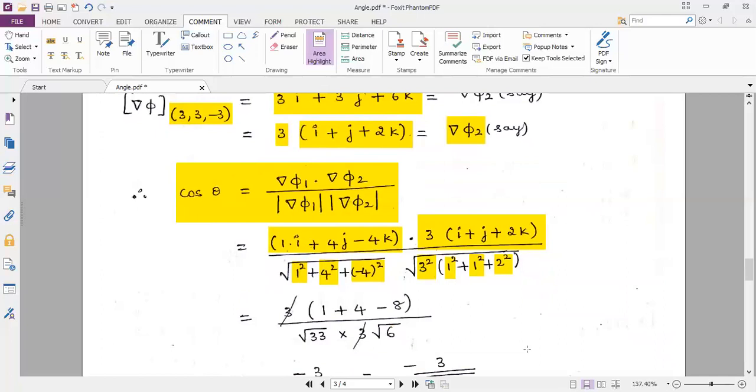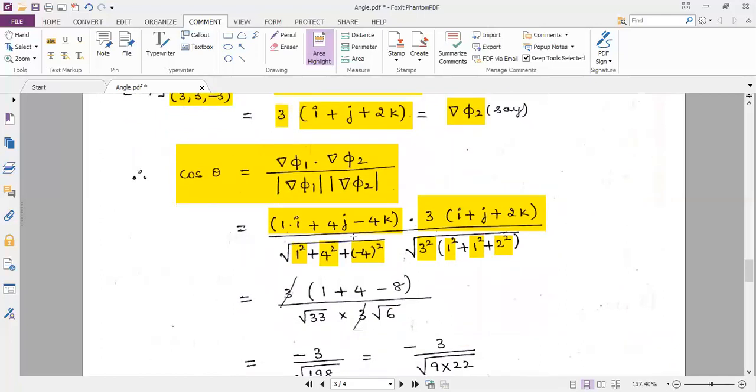Simplifying, numerator is the dot product of two vectors. Recall, i dot i is 1, j dot j is 1, k dot k is 1. Rest all dot products are 0. Keeping that in mind, 1 into 1 is 1. 4 into 1 is plus 4. Minus 4 into 2 is minus 8. Writing down 3 common outside as it is. Denominator simplification will fetch me root 33 into 3 root 6.